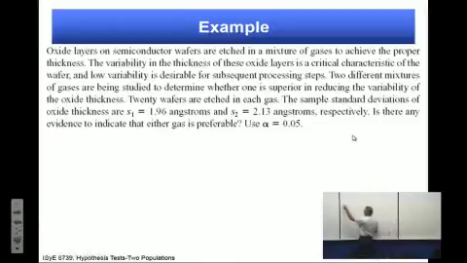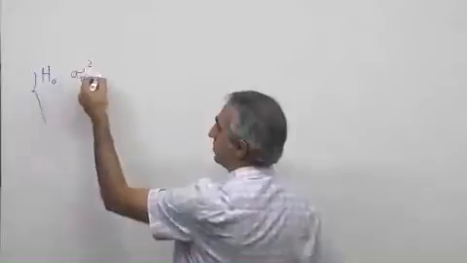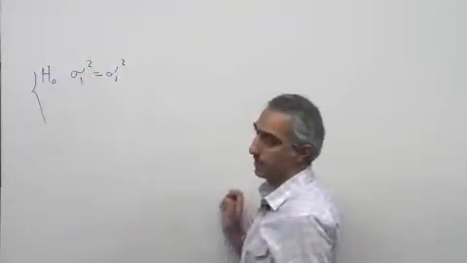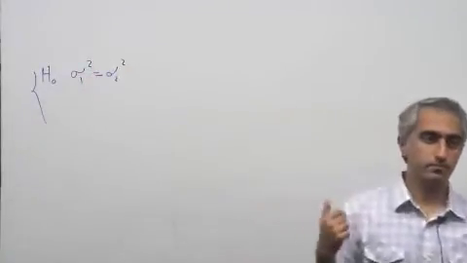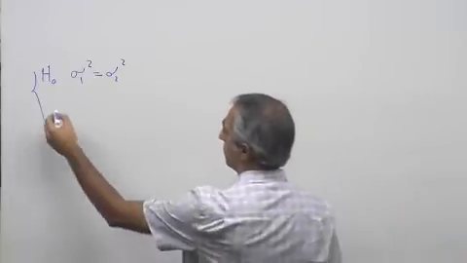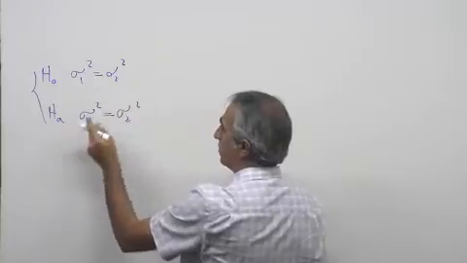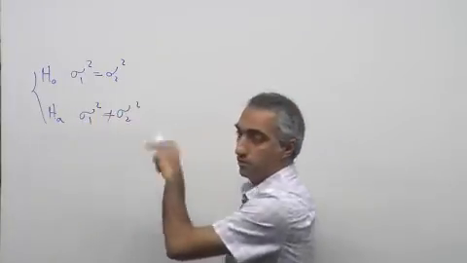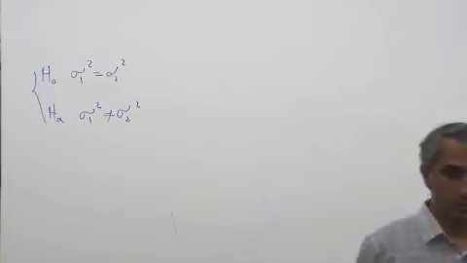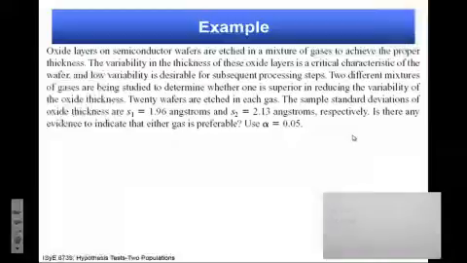So I know we are talking about variability. This is my H null. How about the alternative? Greater than, less than, unequal? Unequal, because it says either gas. When it says either gas, this could be greater than this, or the other one greater than, sigma squared greater than sigma 1 squared. So it's an inequality. Okay? So what should we do?